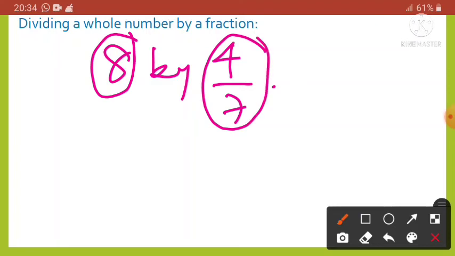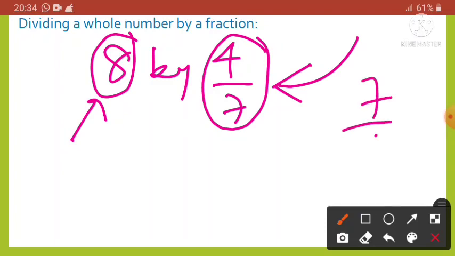At first we have to divide by 4 by 7, so first we have to take its reciprocal. We know the rule. What is the rule? To divide a whole number by a fraction, multiply the whole number, here it is 8, by the reciprocal of the fraction. So at first we have to find out the reciprocal of the fraction. What will be the reciprocal? Just interchange the numerator and denominator. So 7 by 4 will be the reciprocal of 4 by 7.